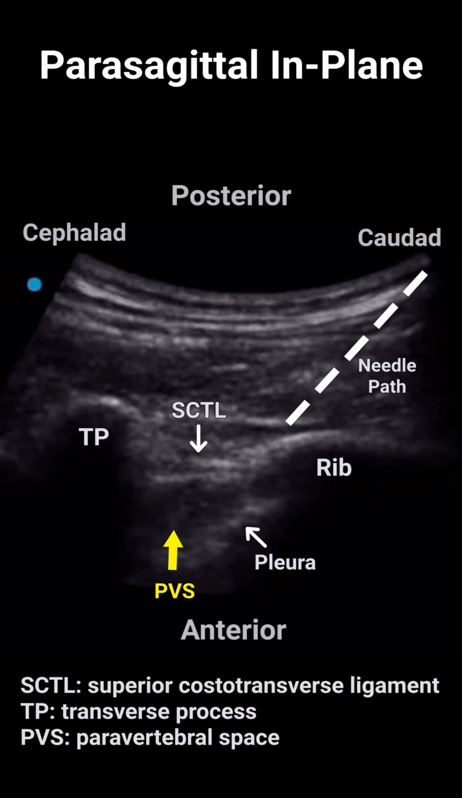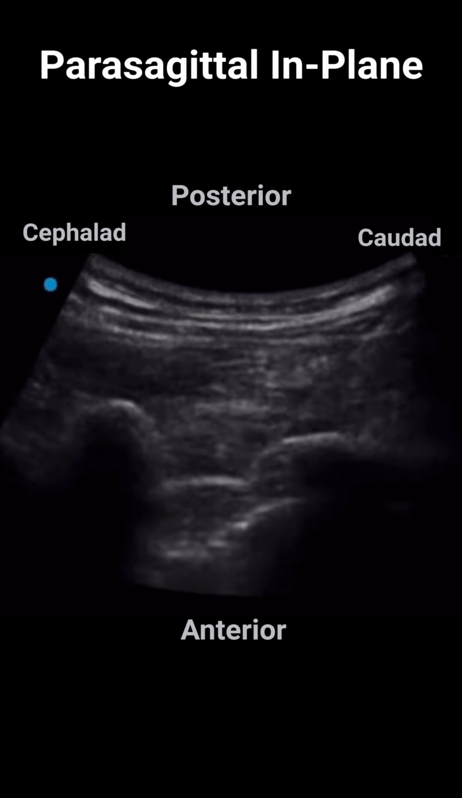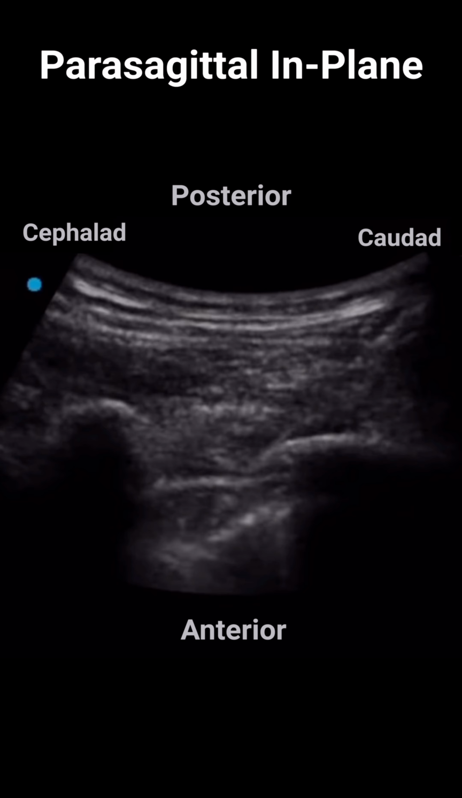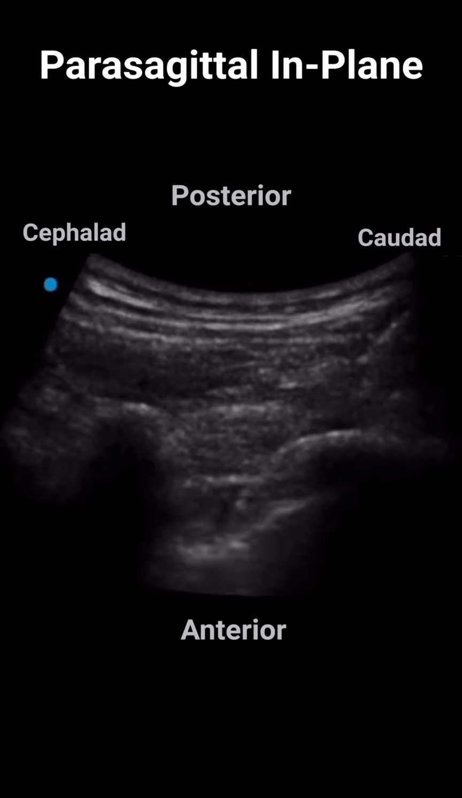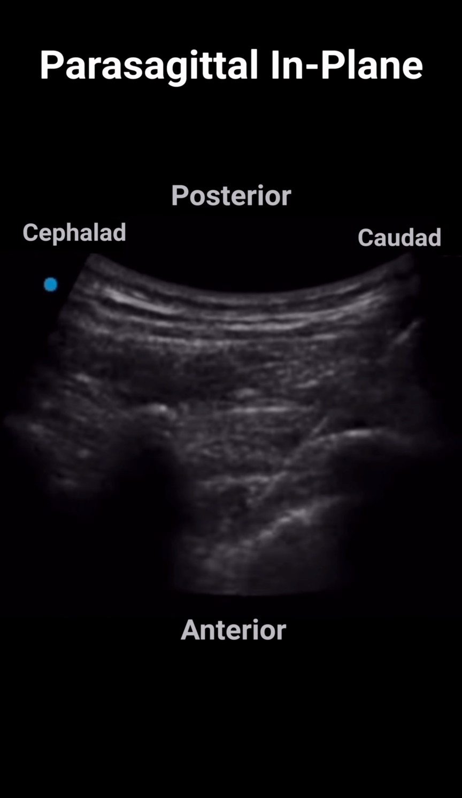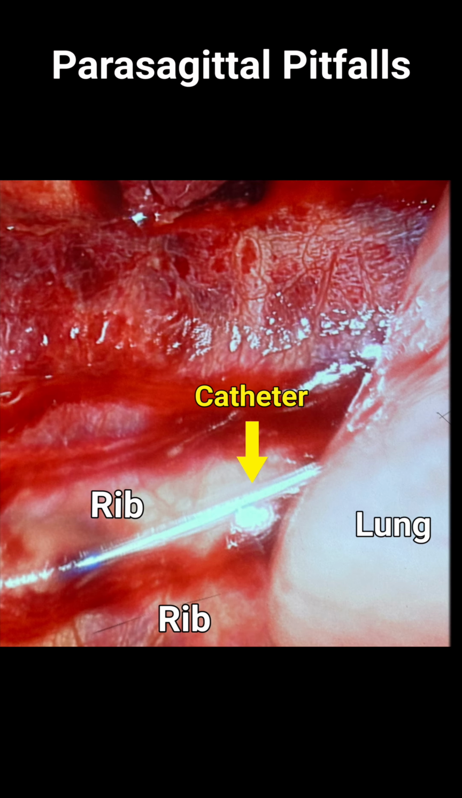With a slight lateral caudal tilt, we see the more superficial square-shaped transverse process cephalad, the deeper and round-shaped rib caudad, and pleura in between these 2 bony structures. After we advance our needle past the superior costotransverse ligament into the paravertebral space, we'll observe anterior displacement of the pleura with injection.